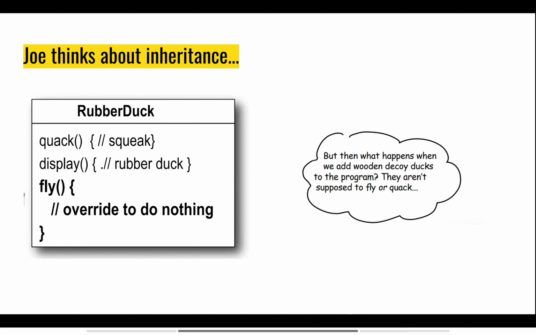But once he did this, he got some input saying the management was looking to add a wooden decoy that isn't supposed to fly or quack. If that's the case, then Joy ends up having more code changes where he keeps on overriding the parent class methods in the child duck classes. So what could be the better design he thinks of?